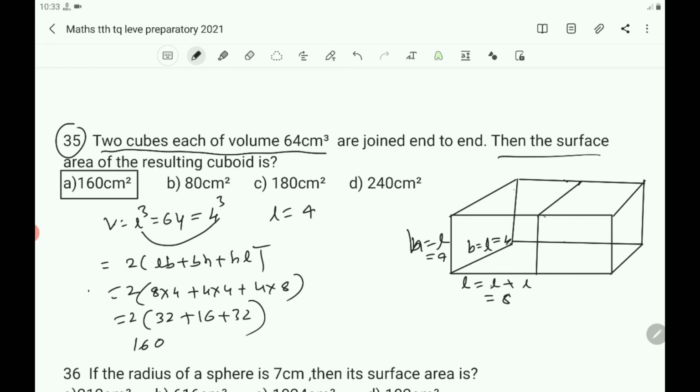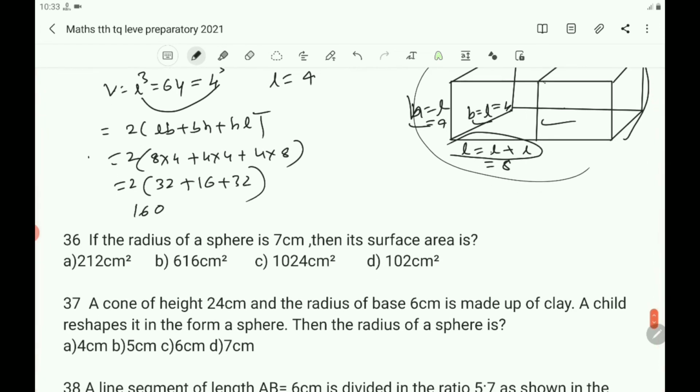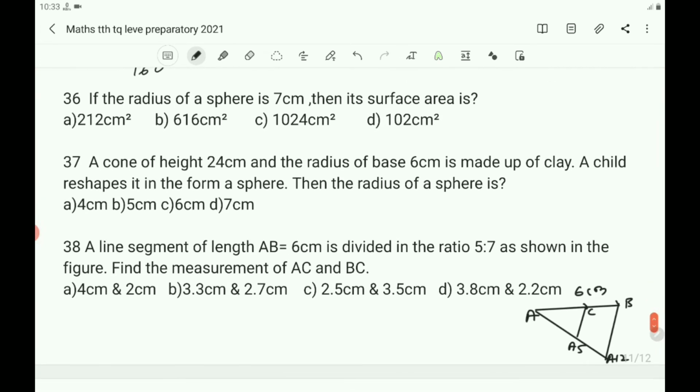And also you must know that here 2 cubes are joined, means the figure will be like this way. The cuboid will be like this way, means the B and H will remain the same, but the length changes. That becomes L plus L. Next you take the question number 36.